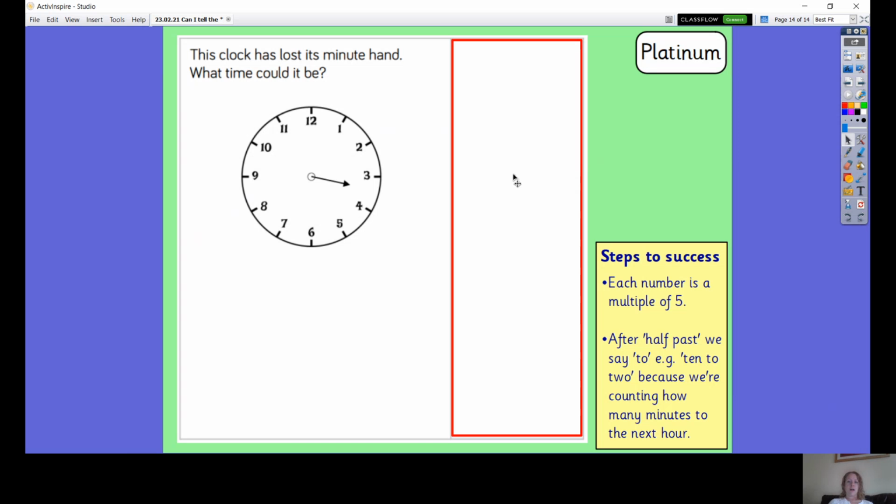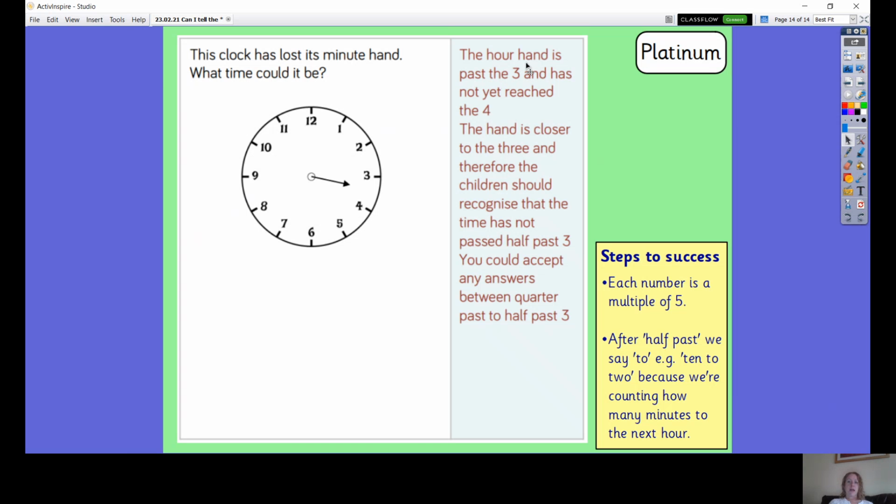Okay, hopefully you've written a time or sometimes, because you can write more than one if you wanted to. And let's have a look. The hour hand is past the 3 and has not yet reached the 4. The hand is closer to the 3. Therefore, you should recognise that the time has not passed 3:30 yet. So any answer between quarter to 3 and 3:30 would be fine.